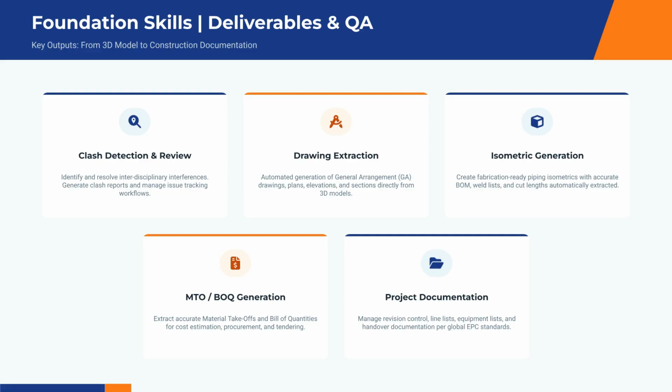The Foundation Skills module focuses on deliverables and quality assurance. Key outputs include clash detection, automated drawing and isometric generation, and material takeoffs or bill of quantities reports, vital for construction documentation.